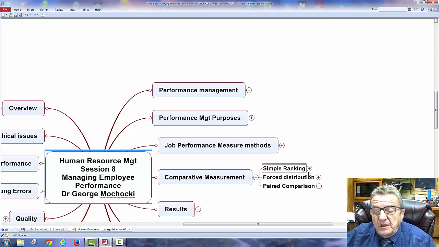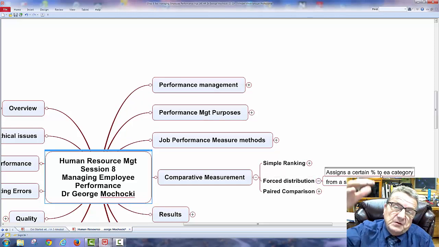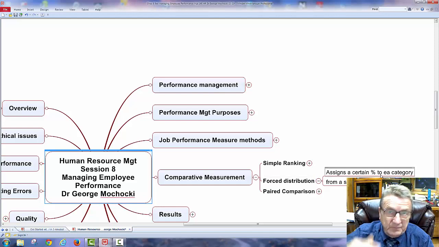So that's just simple. Now, when I look at forced distribution, they basically assign a certain category. First, I force rank them from 1 to B or A, B, C to whatever, and then what happens is I assign a percentage.